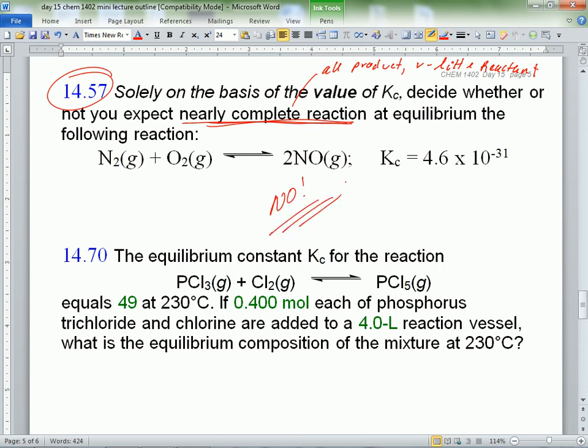Okay. So, look at this, 10 to the negative 31. I mean, this reaction hardly even started. You can get hardly any product out of this at all.